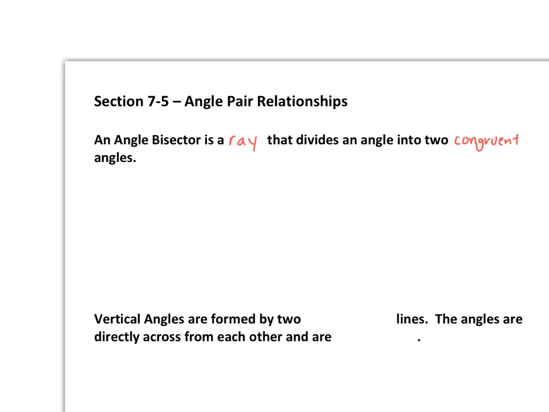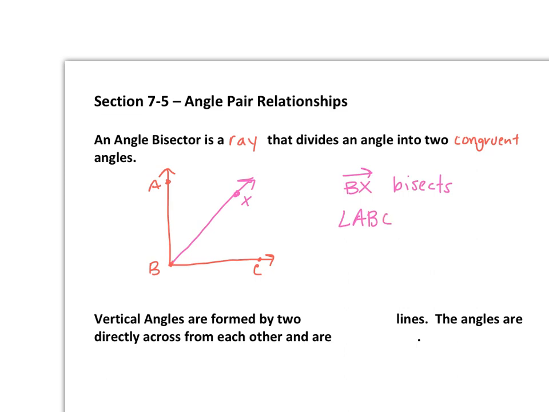Okay, so if we have an angle here, and my lines aren't going to be super straight, we'll call this angle A, B, C. All right, and then I have a bisector here that goes through, and we're going to put a point out here called X. So we know that ray BX, remember that's how we write the ray BX, bisects angle ABC, okay, and that creates two congruent angles here and here.